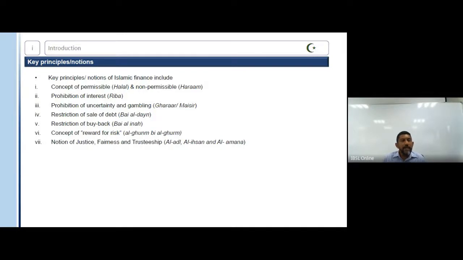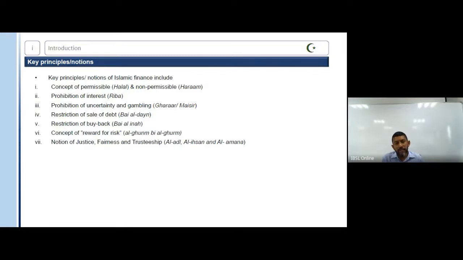So that is generally the explanation of the first principle, the concept of permissible and non-permissible. You will be able to define three or four activities under non-permissible, and define permissible as anything other than non-permissible industry. Generally, all sectors of agriculture, all sectors of manufacturing, and a large majority of sectors in the service sector are acceptable, permissible industries in Islamic finance. So that's the broad principle.